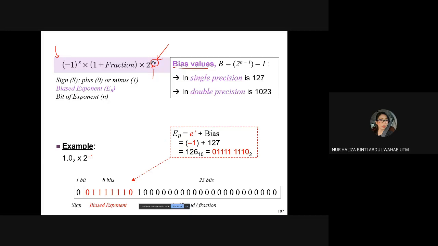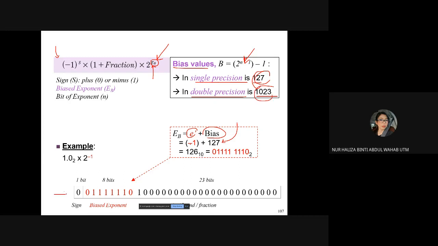Okay. So over here you have 1.5, which is 1.1 in binary, times 2 to the power of -1. So your exponent will be -1 plus your bias. What is the value of the bias? 2 to the power of n-1, minus 1. This is fixed for single precision, and this one is fixed for double precision. So no need for you to memorize this equation. You have a fixed number for single precision and double precision.